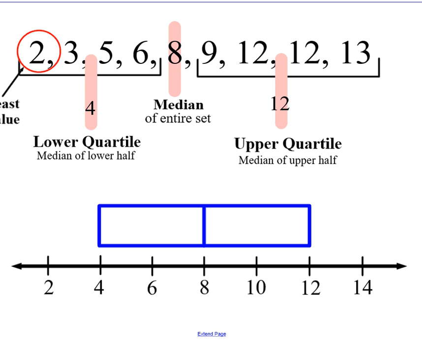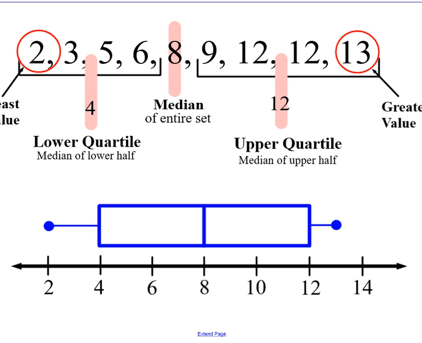So I'm going to take my lowest number, 2, and I'm going to draw a dot over that. Take my highest number, which is 13. I'm going to draw a dot there, and then I'm going to connect the box to my dots with the whiskers or lines. Okay, so you've got your box and your whiskers.